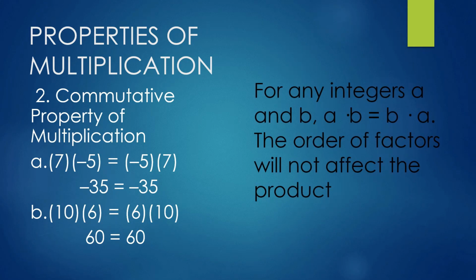So for any integers a and b, a multiplied by b is equal to b multiplied by a. The order of the factors will not affect the product. The same with the answer for our example. Changing the factors or the position of the factors will not affect our product.